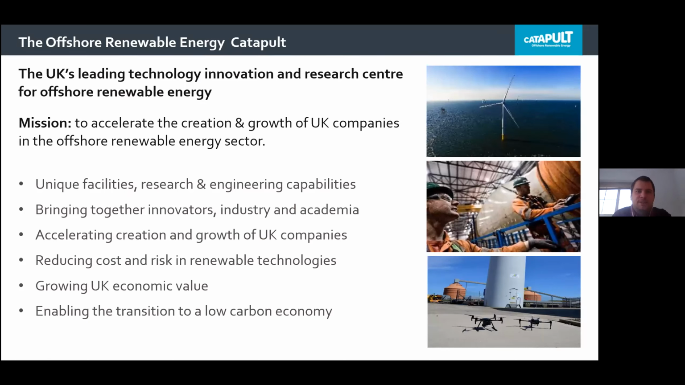So the Offshore Renewable Energy Catapult is a UK-based technology centre looking at how we can accelerate creation and growth of companies and jobs, particularly in offshore renewables, so offshore wind, wave and tidal. And that's how we tie in nicely with a lot of the work that's going on in the southwest with Neil. We've got a range of facilities.